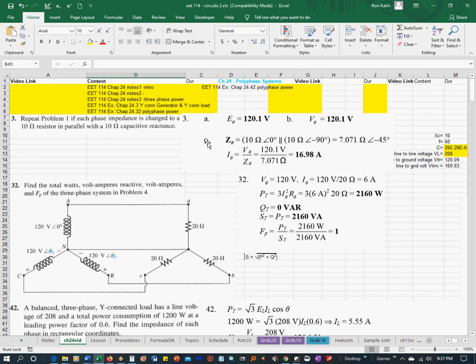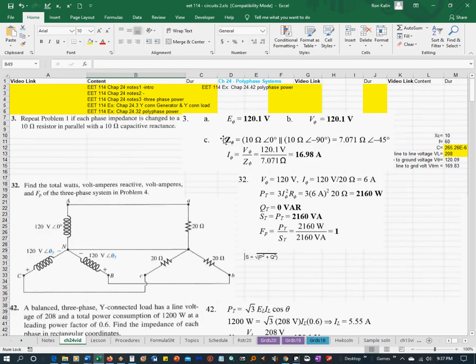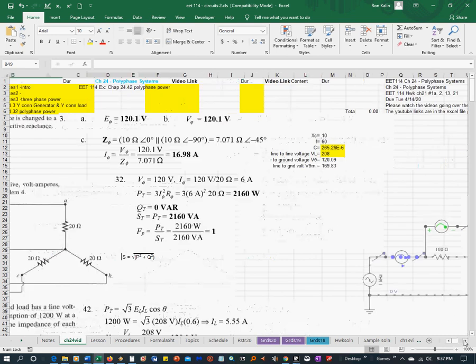And then part C is asking for the phase current of the load. So the first thing you have to do is figure out the phase impedance, which is a 10 ohm resistor in parallel with a 10 ohm capacitive reactance, which equals 7.07 ohms angle -45. And then you take the phase current, which is the phase voltage divided by the phase impedance, 16.98 amps.